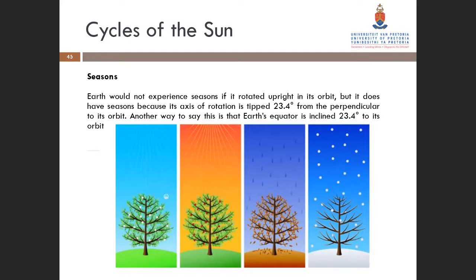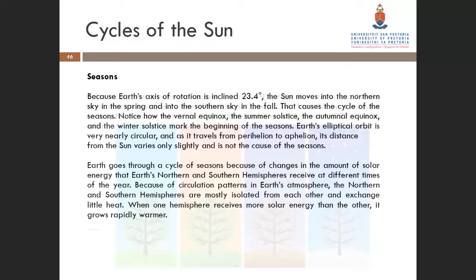Earth would not experience seasons if it rotated upright in its orbit, but it does have seasons because its axis of rotation is tipped at 23.4 degrees from the perpendicular to its orbit. Another way to say this is that Earth's equator is inclined at 23.4 degrees to its orbit. Because of this inclination, the Sun moves into the northern sky in the spring and into the southern sky in fall. That causes the cycle of the seasons.